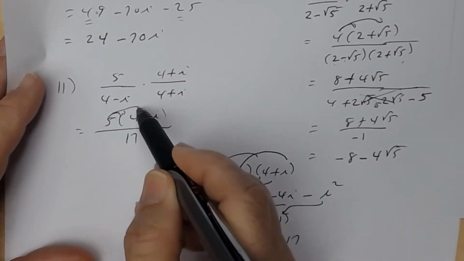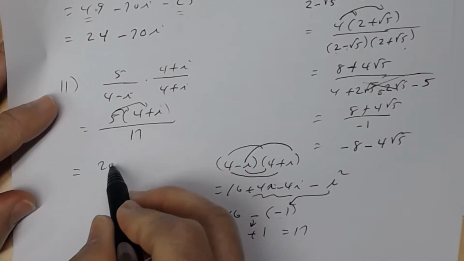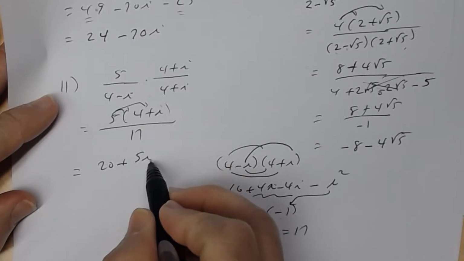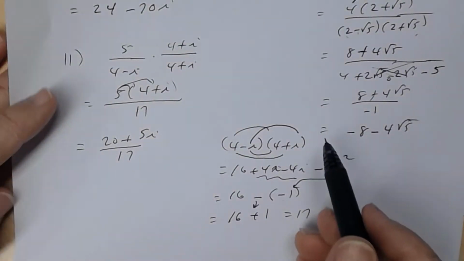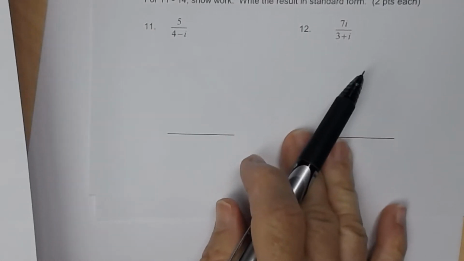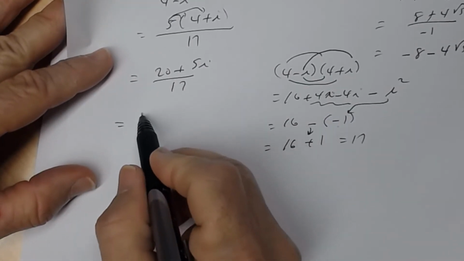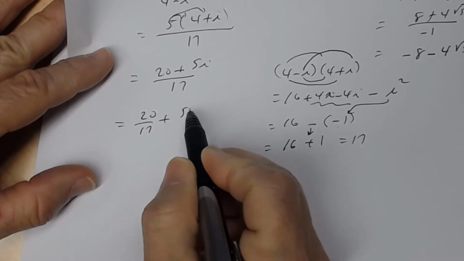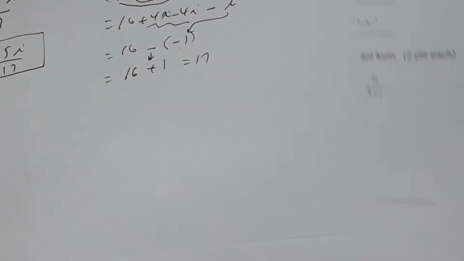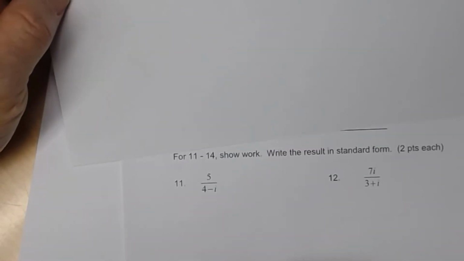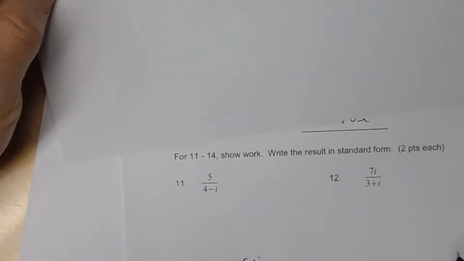Now go ahead and distribute the numerator, though. Just get rid of the parentheses in the numerator, so use the distributive property. So I get 5 times 4 is 20, plus 5 times i is 5i, over 17. Okay? Now the directions did say write in standard form. So you're going to write it as two fractions, a plus bi. So then you're going to say 20 divided by 17 plus 5i divided by 17. Okay? So the answer is 20 divided by 17 plus 5i divided by 17.